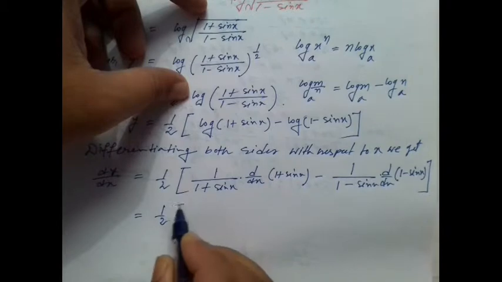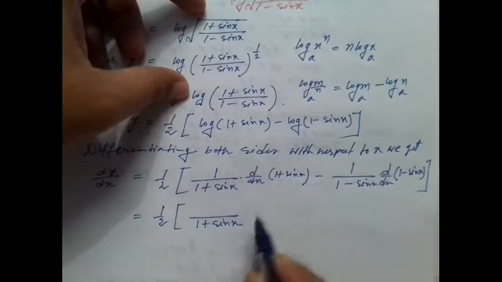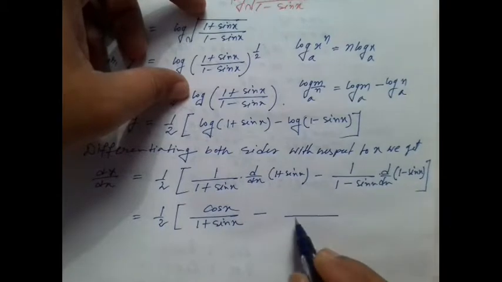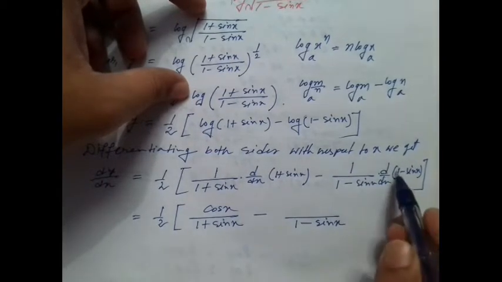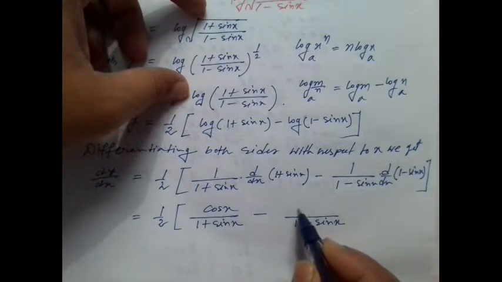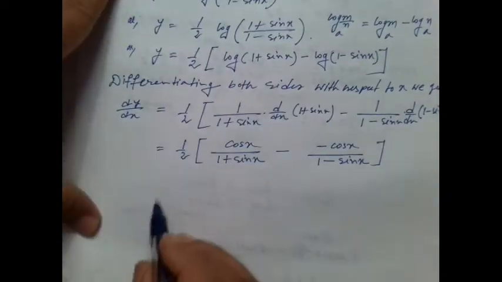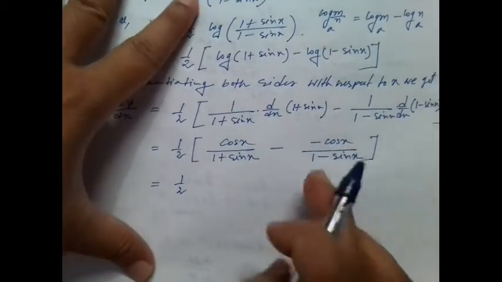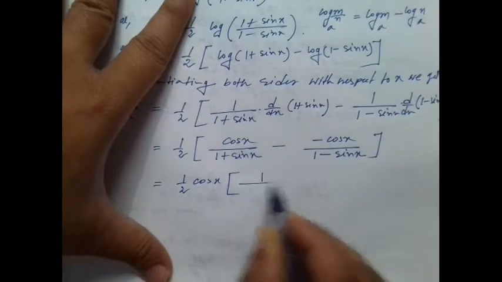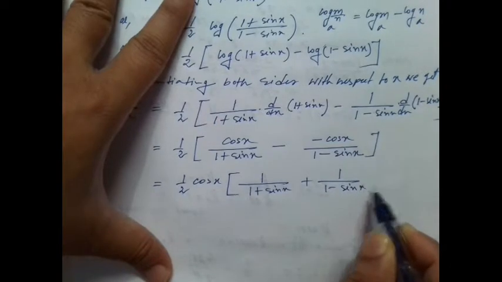Okay, half. Now 1 plus sin x and d/dx of 1 is 0, and d/dx of sin x is cos x. Minus, here 1 minus sin x, the derivative of 1 is 0 and d/dx of minus sin x is minus cos x. So half. Now this minus minus becomes plus, and we can take cos x common, then we are getting 1 by 1 plus sin x plus 1 by 1 minus sin x.